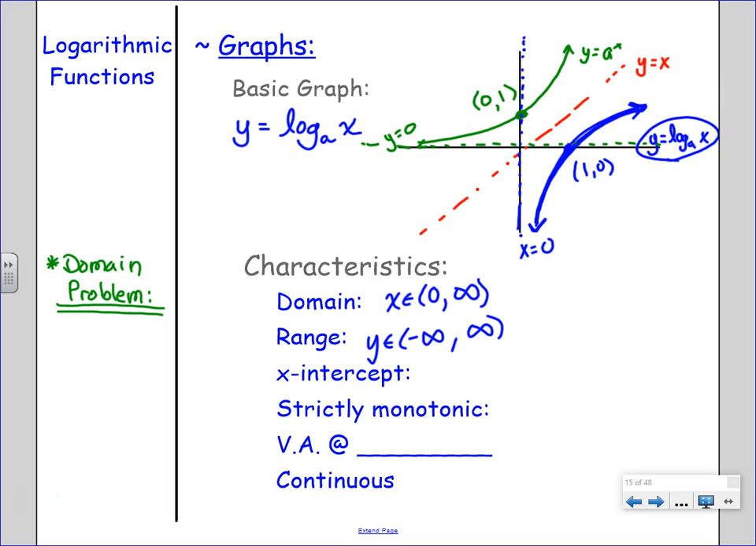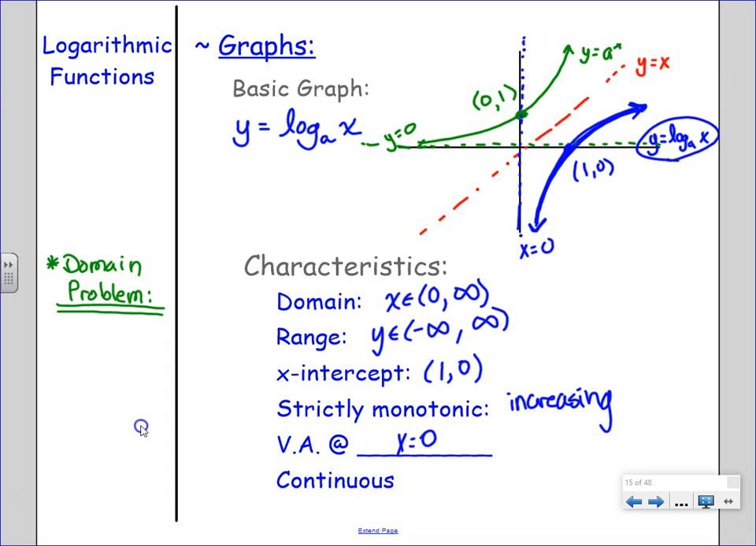X-intercept. He's an important point. 1, 0, right? You flip the y-intercept of the exponential function. Strictly monotonic. What's that mean? He's only doing one thing. As you read him left to right, where's he going? Up. So his snazzy term is increasing everywhere on his domain. We already stated the vertical asymptote. Where is he at? X equals 0.